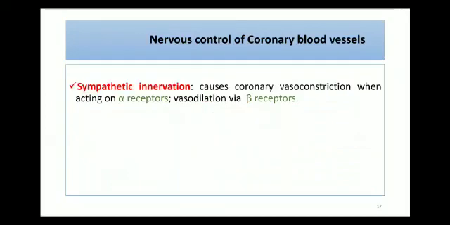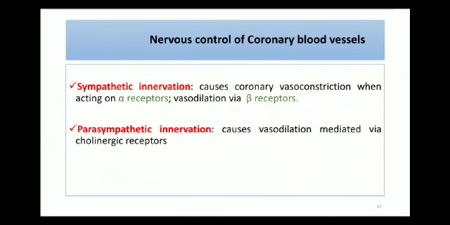What about the sympathetic and parasympathetic innervation to the heart? Sympathetic innervation causes coronary vasoconstriction or vasodilatation, depending upon which receptor it is acting on. On alpha receptors, vasoconstriction. If it acts on beta receptors, it is vasodilatation. Parasympathetic acetylcholine causes vasodilatation acting on the cholinergic receptors.